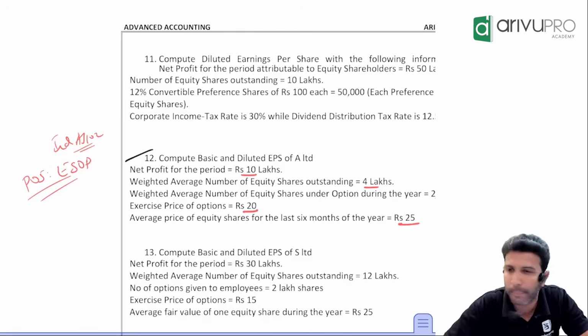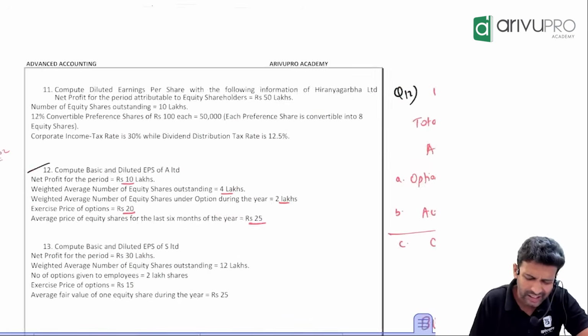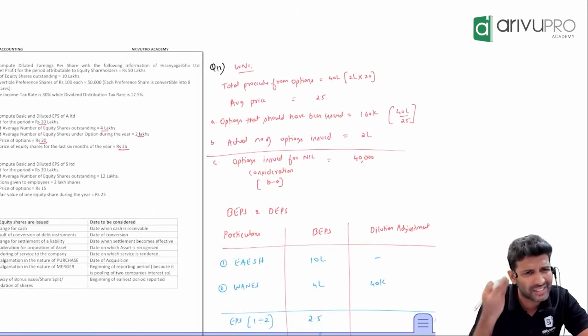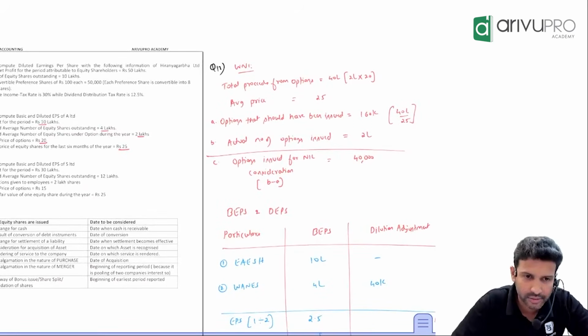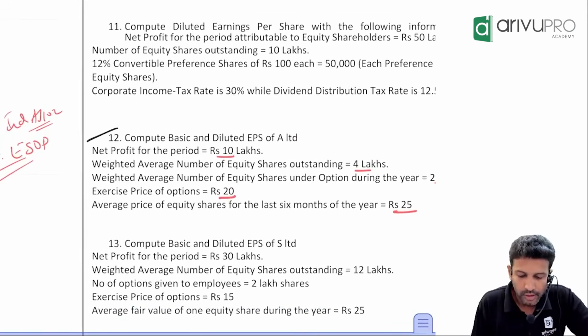This question is also quite popular. There is a formula, there is logic, both methods work. I'll tell you the logic method, easy to remember, because the formula you may get wrong here and there. Logic will work in every case. Look at this. Basic EPS and diluted EPS you need to calculate.